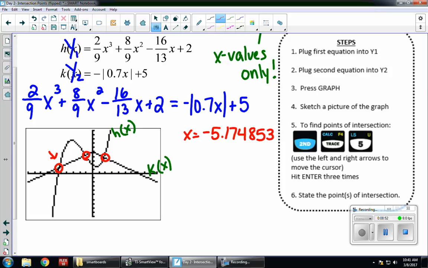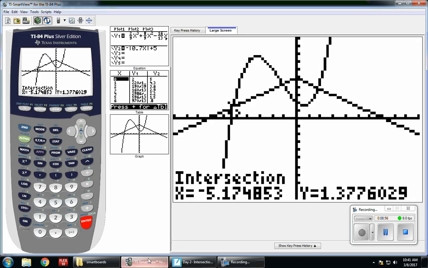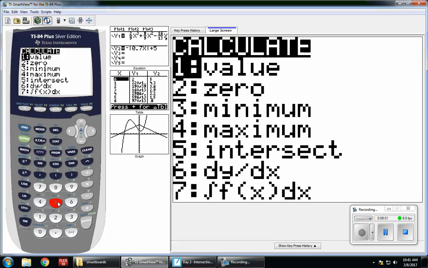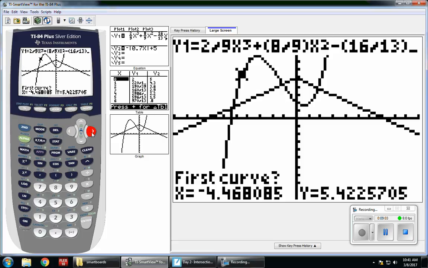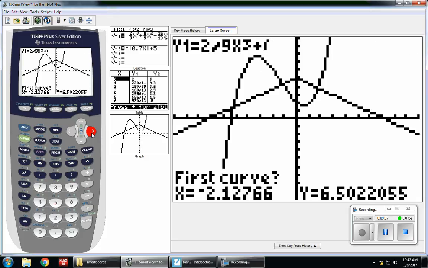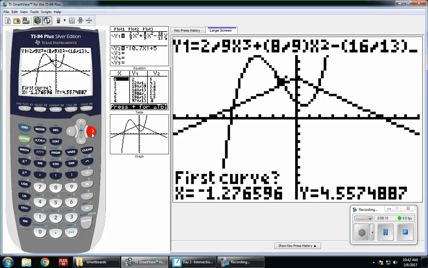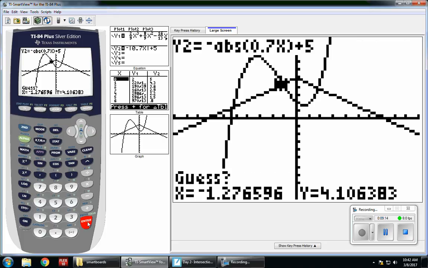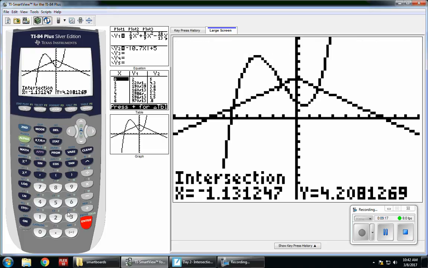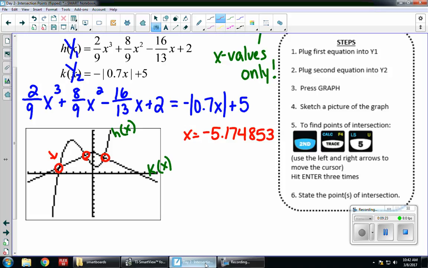So now we're going to do the next one. So I'm going to go back to my calculator. I'm going to hit second trace again, choosing choice 5 for intersection, and I'm going to use my right arrow to scroll over to that next point of intersection. Get as close as possible, hit enter 3 times. 1, 2, 3. Here's my next point of intersection, x equals negative 1, and then there's your decimal. Copy that down.